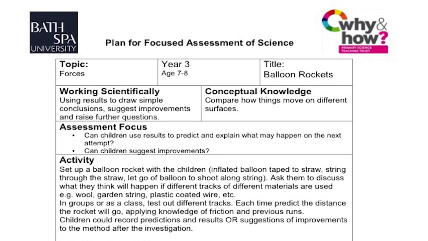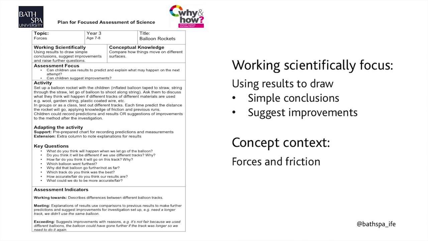So here's one example. This is one with a working scientifically focus. Basic information at the top telling you the kind of activity. This one was set in a context that's about forces, friction in particular. So if you imagine children zooming little balloon rockets along different kinds of strings, and then they're learning about friction in the process. The working scientifically focus is about how in that process they're thinking about how they use their results to draw conclusions and then making suggestions for how they would improve that. As well as the learning about friction, there's that specific assessment focus, which makes it easier for the teacher to manage assessing that for a whole class of 30 children.